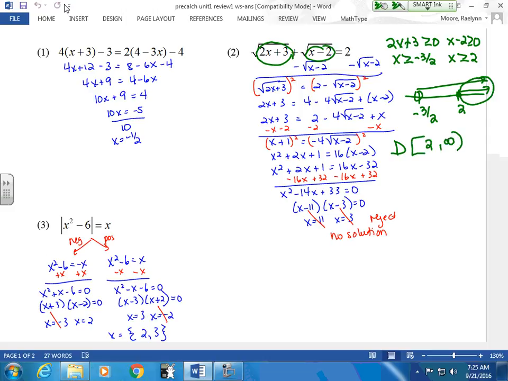2 to infinity. Can this one use a 2? Yep. Can this one use a 2? Yep. This one cannot use a 0, cannot use a 1. So I can't use any of this part for this whole equation. So this is my domain.